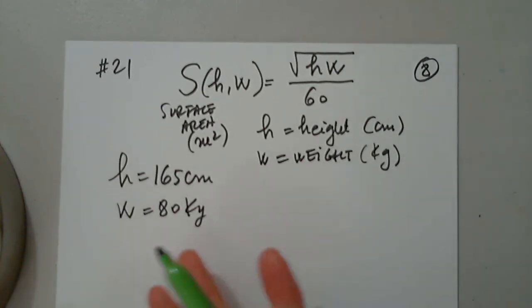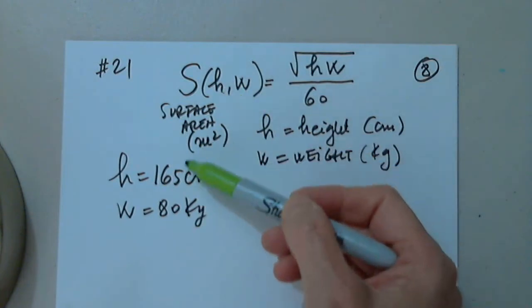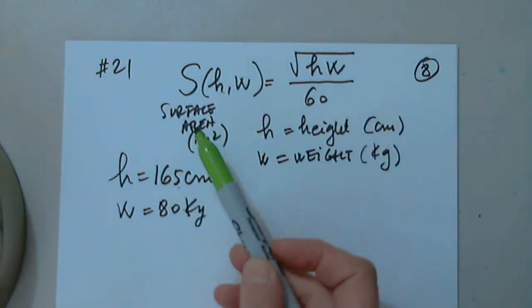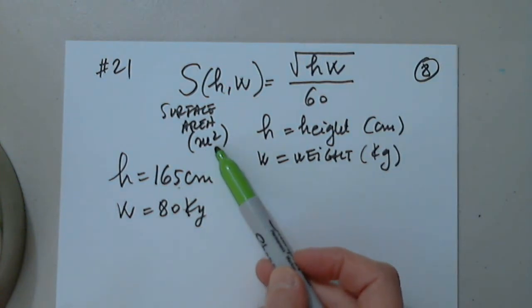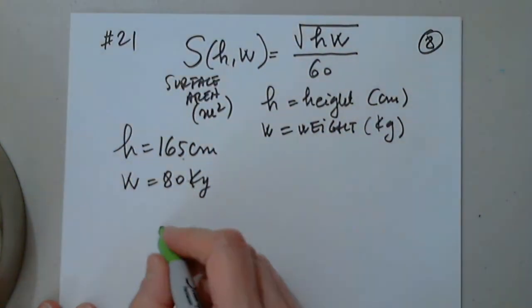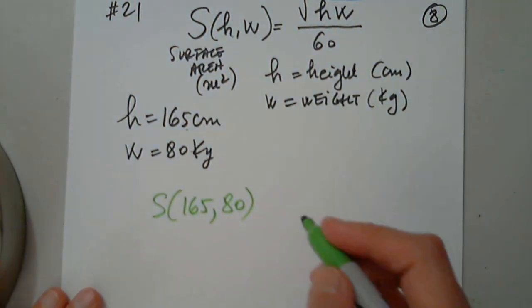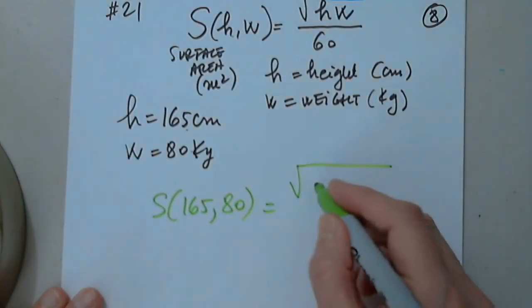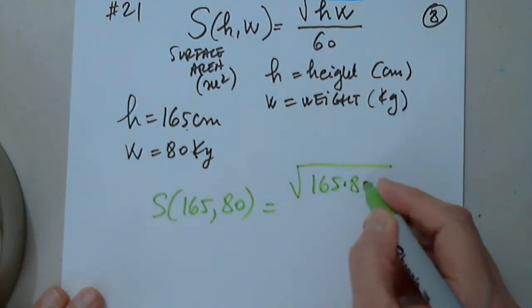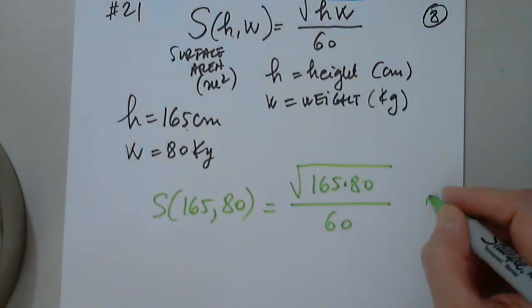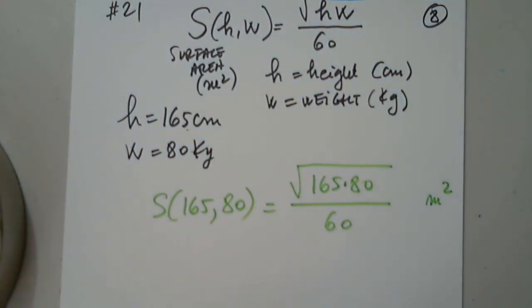Okay, so all I have to do is replace h by 165, replace w by 80, calculate, and that will be the surface area in square meters. That's it. So S of 165 comma 80 will be the square root of 165 times 80 divided by 60. And this has to be in square meters.